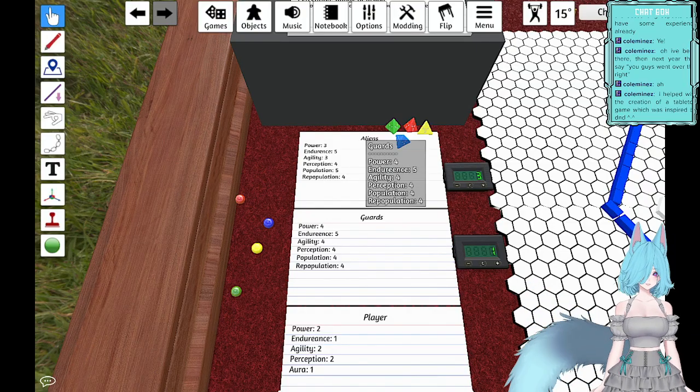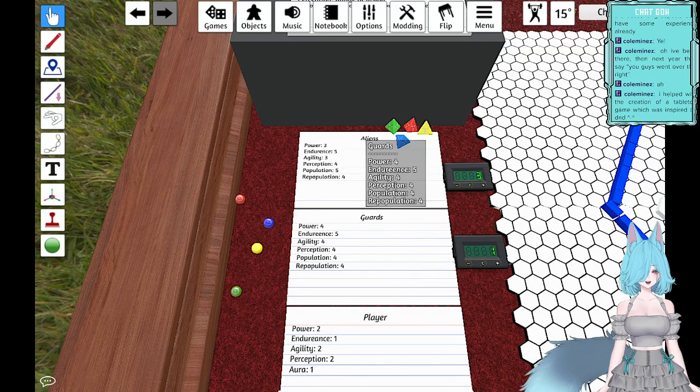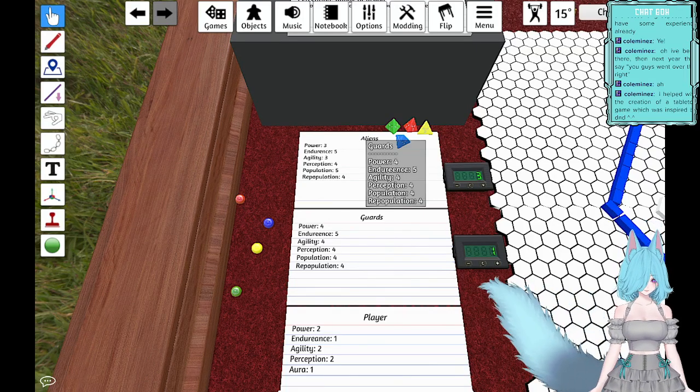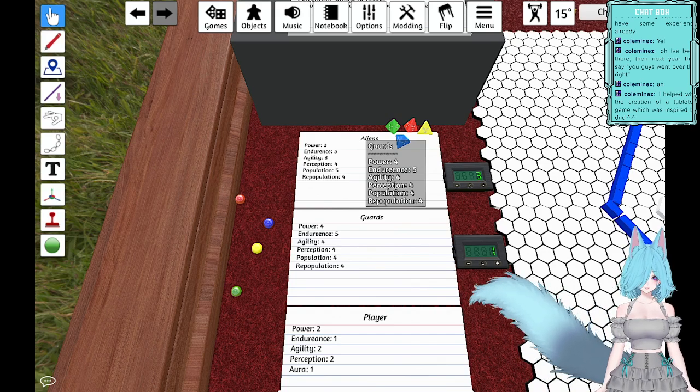I helped with the creation of a tabletop game which was inspired by Game. That's so cool! That is so cool!